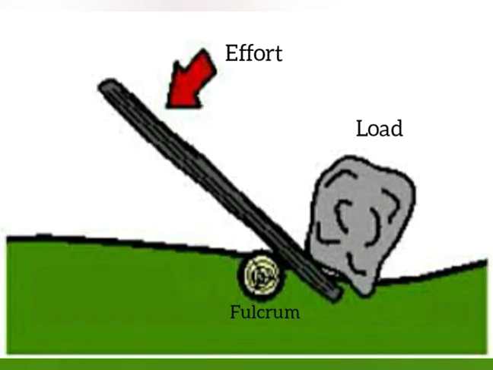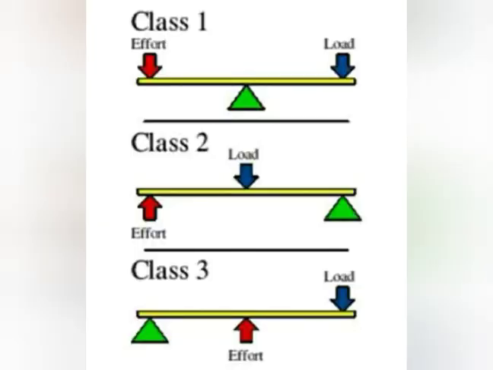Lever. It is a rigid rod which is free to rotate about a fixed point. Let's see the picture. Here, the fixed point around which the rod moves is called fulcrum. The object on which the work is to be done is called load, and the force applied to overcome load is called effort.